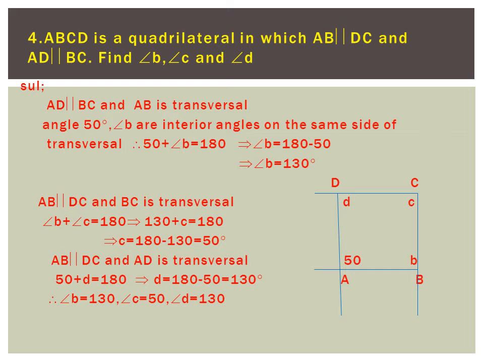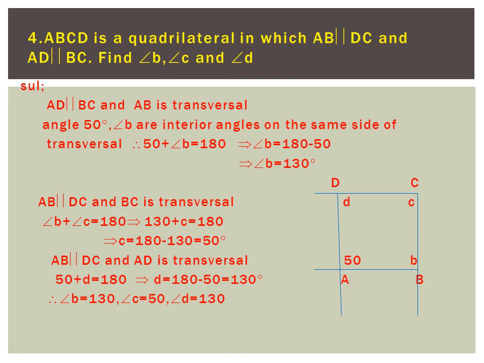First, AD is parallel to BC and AB is a transversal. So angle 50 and B both are interior angles on the same side of the transversal. Therefore, the sum should be 180. So angle 50 plus angle B is equal to 180 degrees. So automatically the remaining angle B is equal to 50 degrees. Sorry, angle B is equal to 130 degrees.